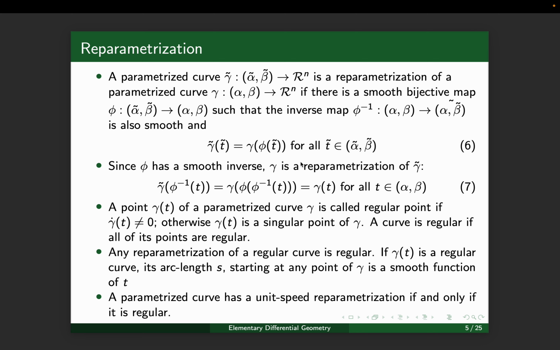A parameterized curve can always be reparametrized to a unit speed curve if and only if that curve is regular.